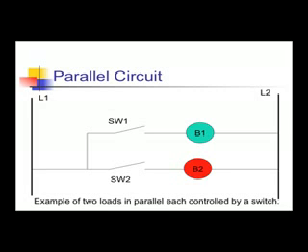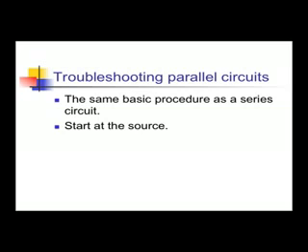This is an example of one switch controlling two loads in parallel. Both loads B1 and B2 are going to get full source voltage, whatever L1 to L2 is. This is two switches in parallel controlling two loads in parallel. If switch 1 is closed, B1 is going to get voltage. If switch 2 is closed, B2 is going to get voltage. They're independent.